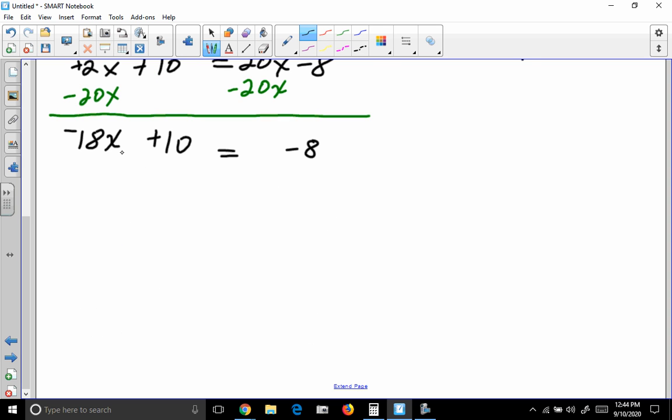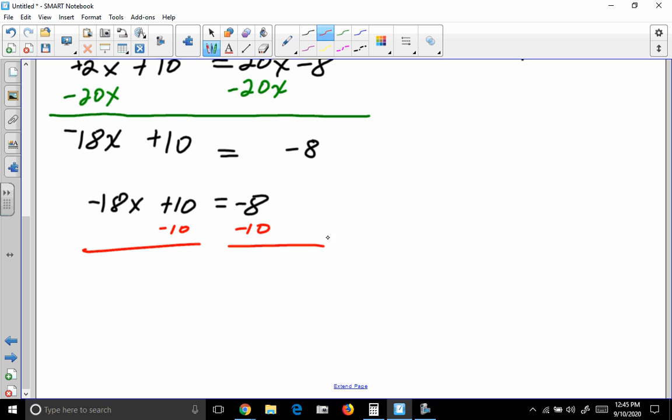So our x's are all on the left. Now to get things that don't have an x to the other side, this doesn't have an x, so we want it on the other side. So the opposite of adding 10 is to subtract 10. So 10 minus 10 is 0. Negative 8 minus 10, those have the same signs. So we add those numbers, take the sign of the bigger.